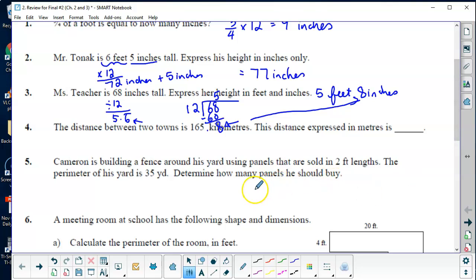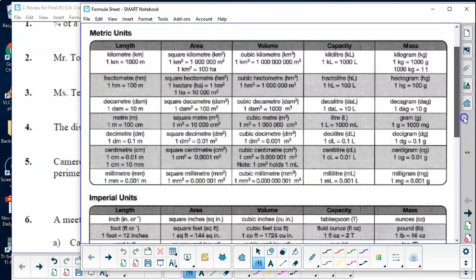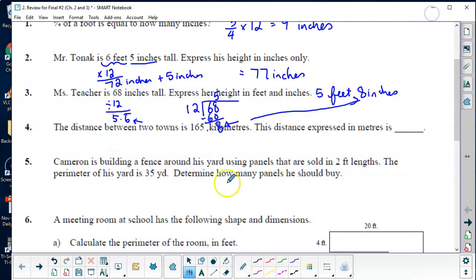Next one, the distance between two towns is 165 kilometers. Express this in meters. Well, then on your formula sheet, you're looking at your metric conversions. Okay, so 1 kilometer is 1,000 meters. So this is in kilometers, so we're going to multiply by 1,000. And that's going to be 165,000 meters. I guess I can put it in here.